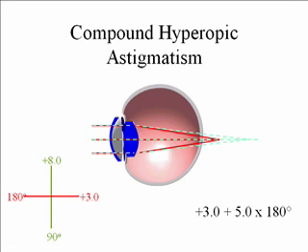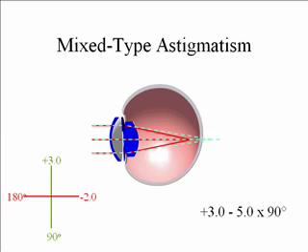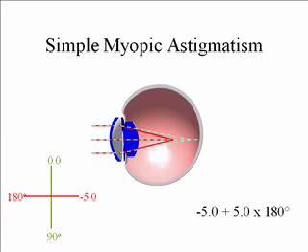Compound hyperopic, both of them are +8 and +3 for the total power cross. And for the mixed type, one of the arms of the total power cross is hyperopic, one of the arms of the total power cross is myopic. You can see that one would be in the vitreous and one would be in back of the retina, and that's mixed type.